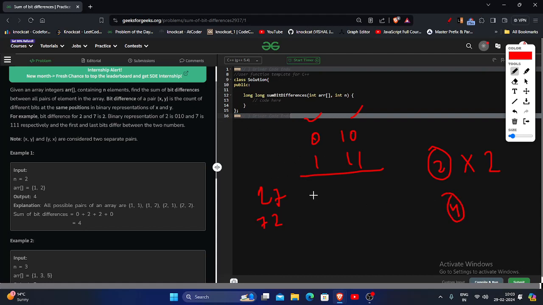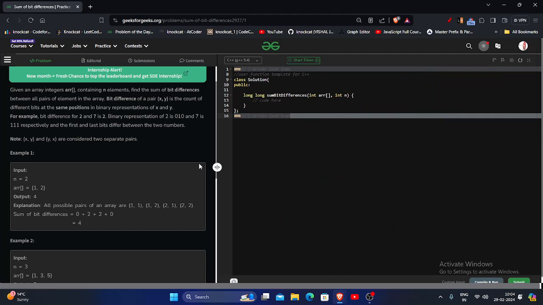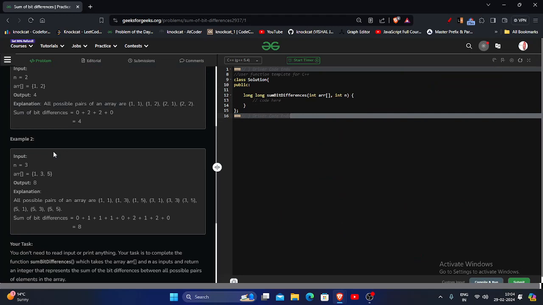There will be two more pairs: taking 2 and 2 together, and taking 7 and 7 together. If we take 2 and 2 together, it will be 0, 1, 0 and 0, 1, 0. None of the positions have different bits. For 7 and 7 also, 1, 1, 1 and 1, 1, 1, none of the positions has different bits. So it will add 0 bit difference to our answer. I hope the explanation is clear.